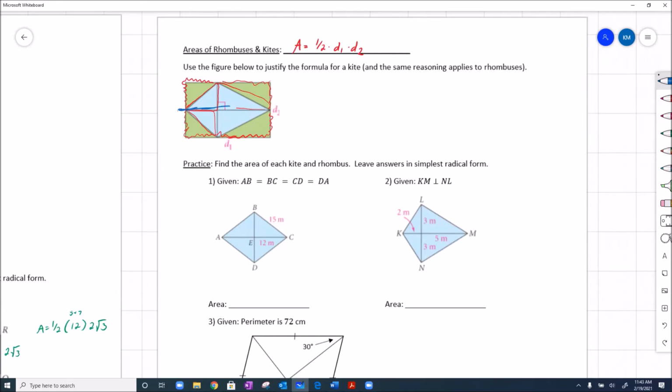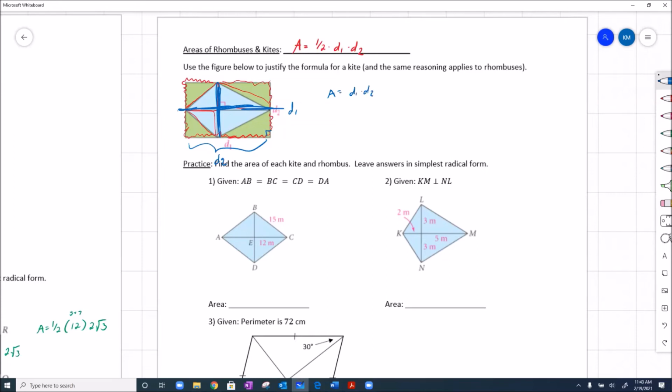The dimension here, diagonal 2, is this length. The dimension here is this length. Okay, and we know that they're perpendicular with each other. So in a parallelogram, we'd have area equals diagonal 1 times diagonal 2.